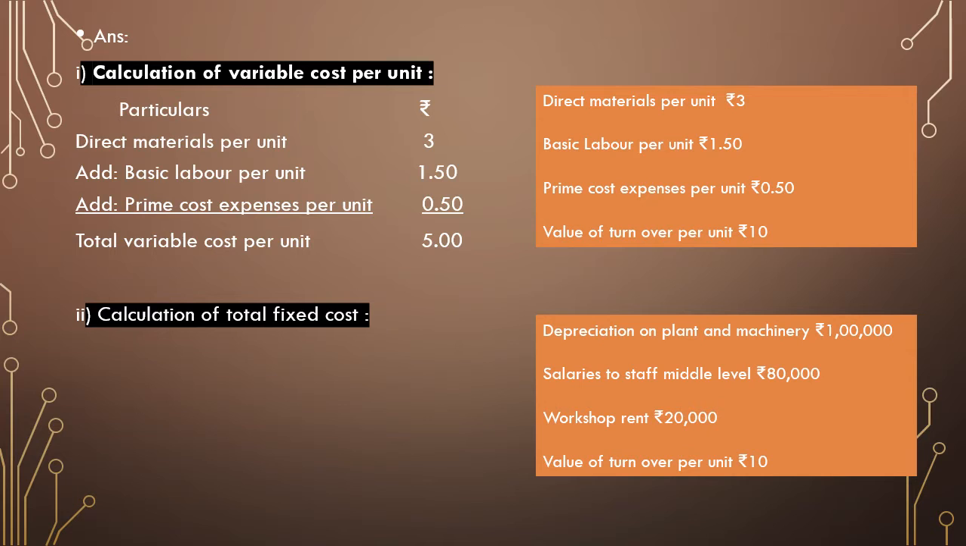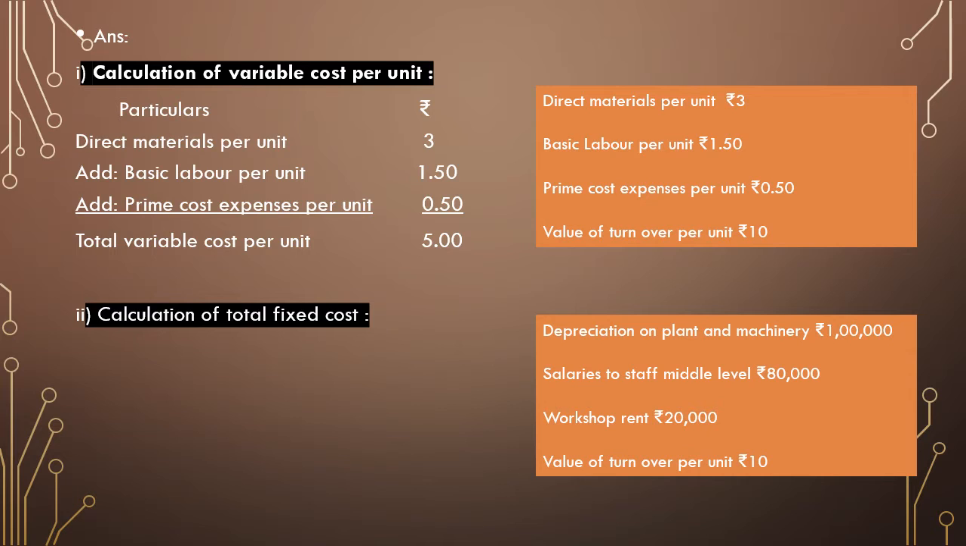So again, at the right panel, you can see that in the given example, they have given us depreciation on plant and machinery, that is rupees 1 lakh. Depreciation is a fixed cost element, so we will consider this while calculating fixed cost. Then salaries to staff of middle level rupees 80,000. Salary is also a fixed expense for the concern, so we will also consider this for calculating the fixed cost.